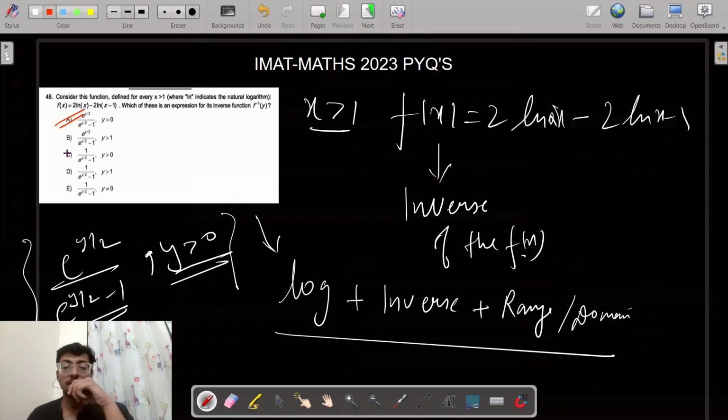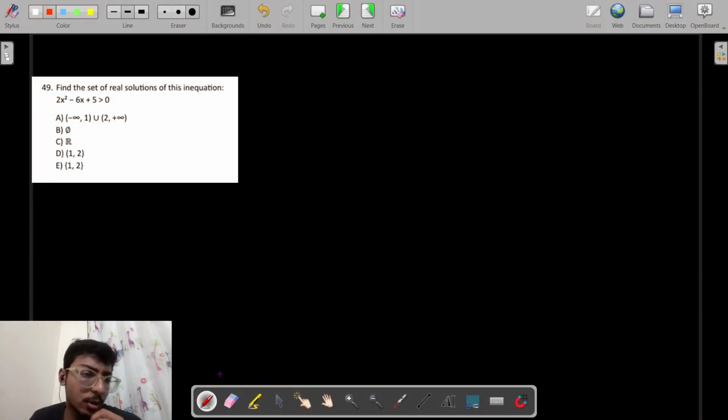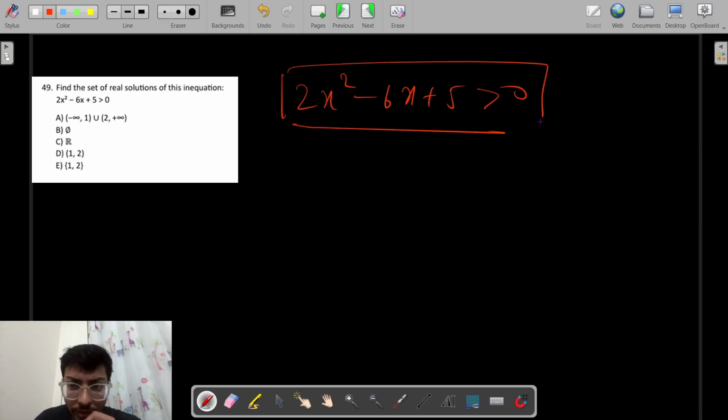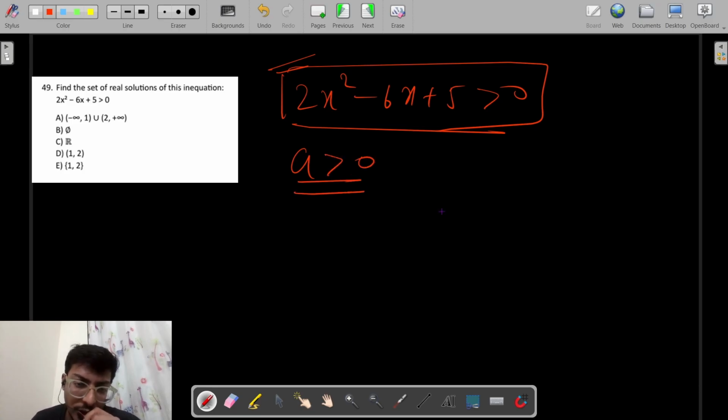So let's come back to the second problem, and the problem says we need to find the value of x for which this 2x squared minus 6x plus 5 term will be positive. So you need to have a good understanding of the graph, because for this 2x squared minus 6x plus 5, your A is positive, which means it is an upward parabola.